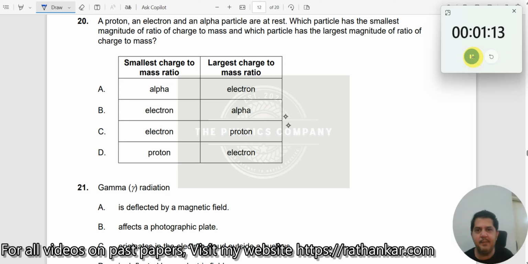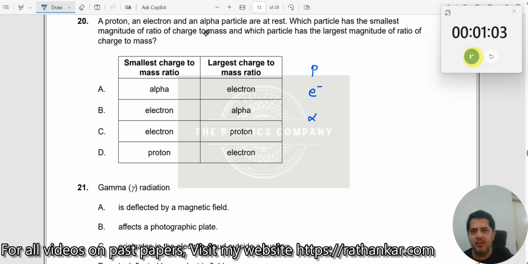Question number 20. A proton, an electron and an alpha particle are at rest. Okay, you have a proton, you have an electron, you have an alpha particle. Which particle has the smallest magnitude of the ratio of charge to mass, Q by M, which is small, and the largest magnitude of the ratio of charge to mass, Q by M large? Okay, this is what you need to find.